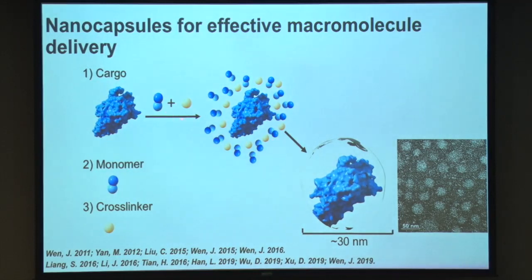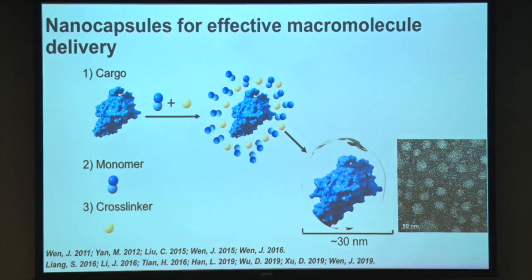The first step is that the monomer and cross-linker will enrich on the surface of the molecules, and the second step is we induce in situ polymerization. On the surface of the molecule, the monomers form a polymer chain. Then the cross-linker holds all the chains together tightly and makes a cocoon structure. This structure is very important because it can protect the cargo from the environment, such as proteases, nucleases, and also heat denaturation.